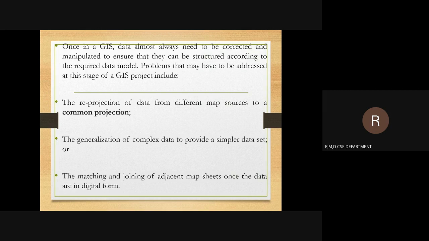Once in the GIS, data almost always needs to be corrected and manipulated. Always you get data in the GIS in the form of raw data. The raw data will never give you the information. The raw data can be refined and manipulated: a few data you insert, a few you delete, a few you modify. You make the heterogeneous data and then give a structure to it. That data is what you call information, and from the information you will be able to gain logic.